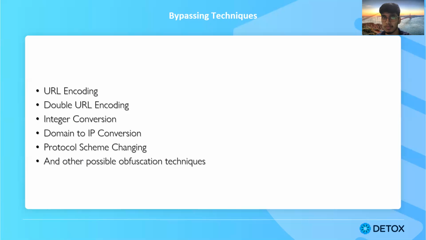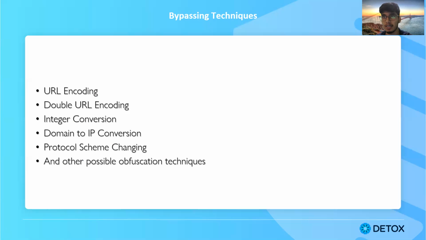Like once you URL encode something, and again you try to URL encode it. Then you will try to look for integer conversion of the host or IP address, which is something we will be discussing in the case study. Further, you can try to convert domain to IP. Sometimes the domain, say google.com, is blocked, but the IP might not be blocked or filtered out. So usually these kinds of bypassing techniques are helpful when there is a blacklist based implementation.